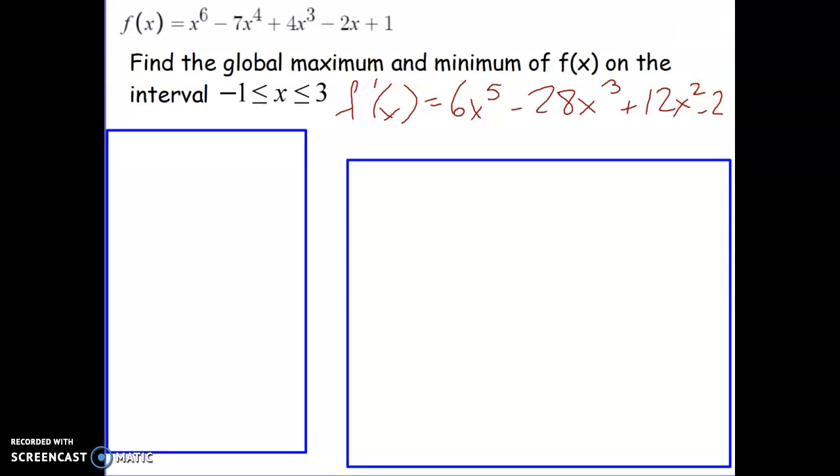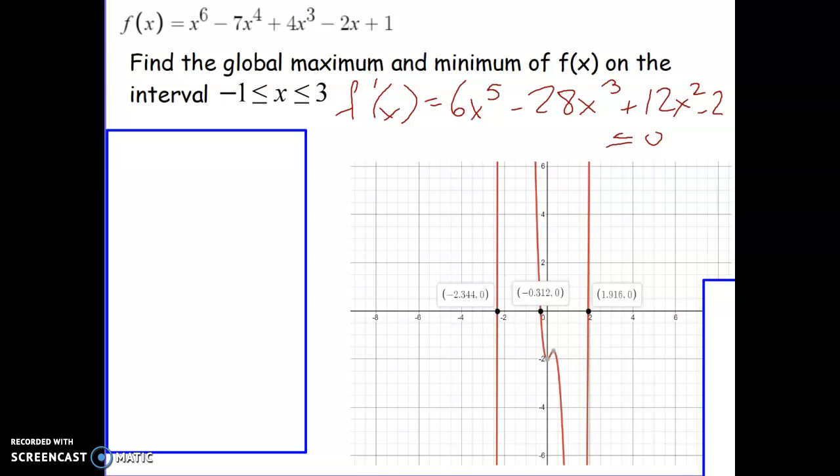All right, I'm going to take that derivative and set it equal to 0 so I can find the critical numbers. This is not one that I would want to look at trying to factor. So I went ahead and put it in Desmos, and I have all the critical numbers right here. The critical numbers, remember, is where your derivative is equal to 0. And I notice now I need to pay attention to my interval, -1 to 3.